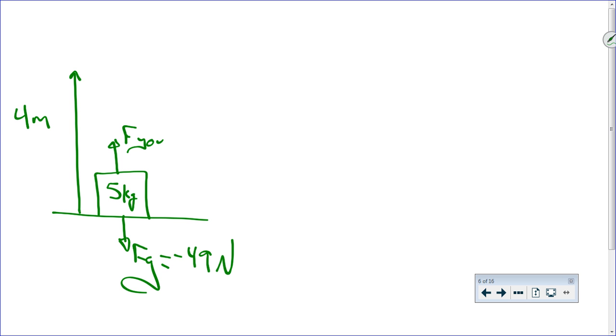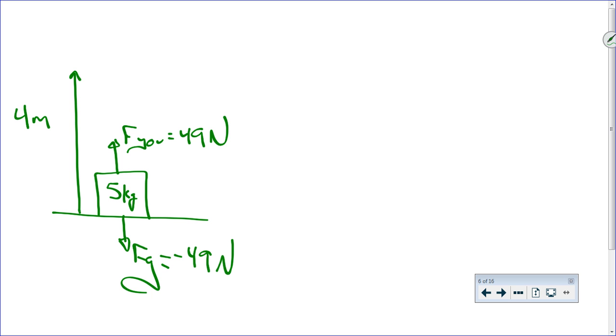So technically to lift it, the force of U would have to be a little more than 49 newtons, right? Then to keep it moving, your force would be exactly 49 newtons. But then to stop it at the top, you'd have to use a little less than 49 newtons, and it kind of averages out, right? So you can find your work by multiplying your average force by your displacement. Your average force is just going to be 49 newtons, right?